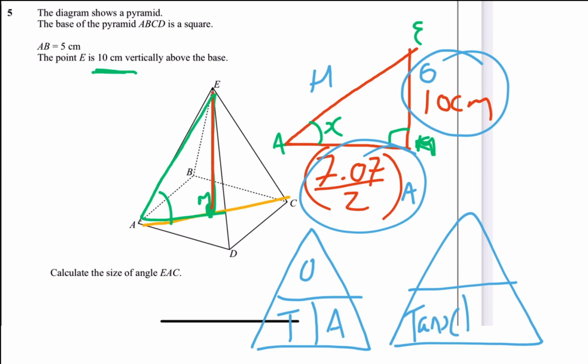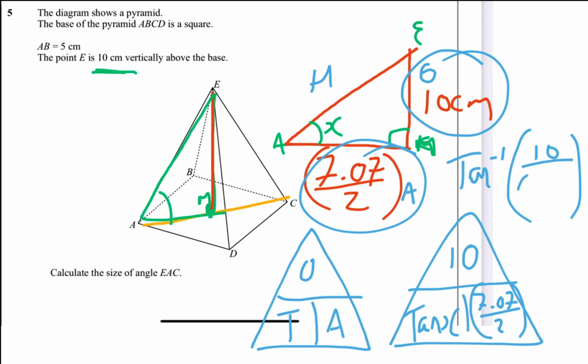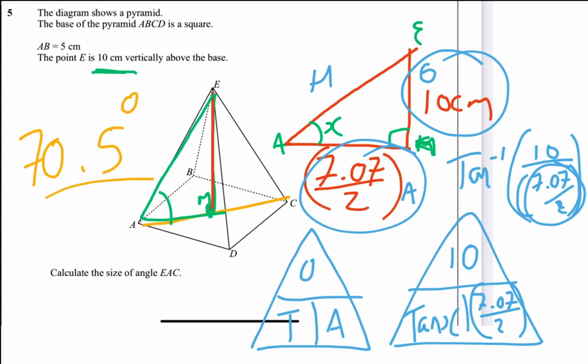Remember, we're working out an angle, so we'll need to use the inverse tan. The opposite is 10, and the adjacent is the answer of 7.07 over 2. I expect you to do that on a calculator. So therefore, tan minus 1 is equal to 10 over 7.07 over 2. You should do this on a calculator before you round 7.07 over 2. I've only done it to show you the steps. And you should get an answer of 70.5 degrees. Just check that on the calculator.